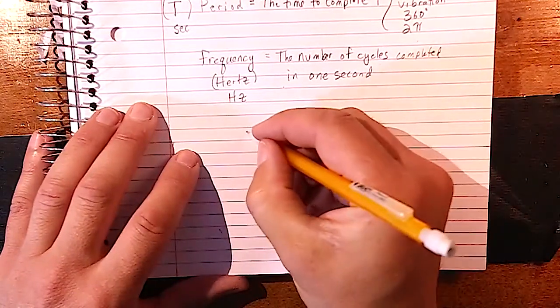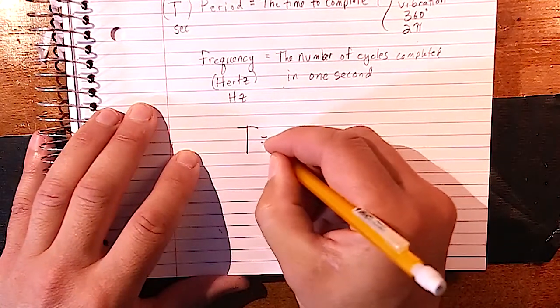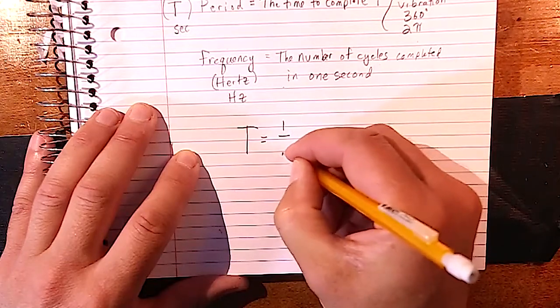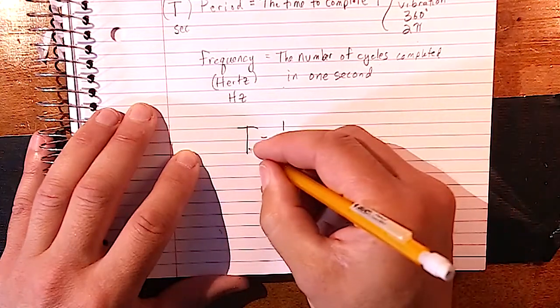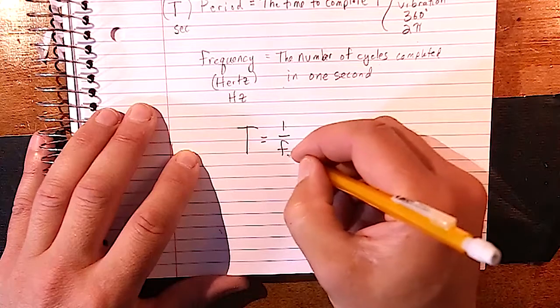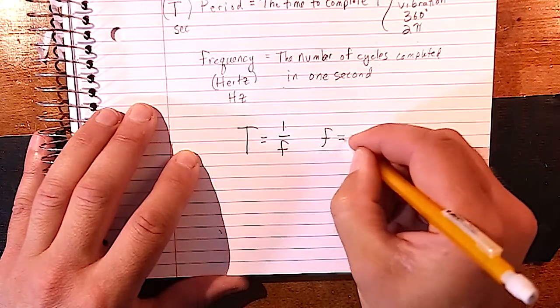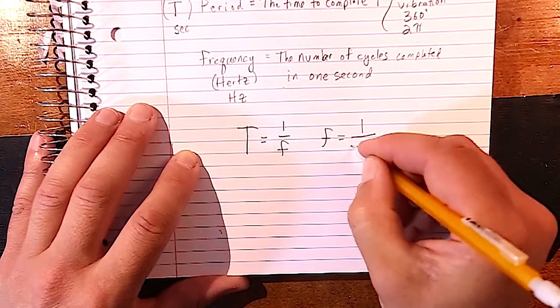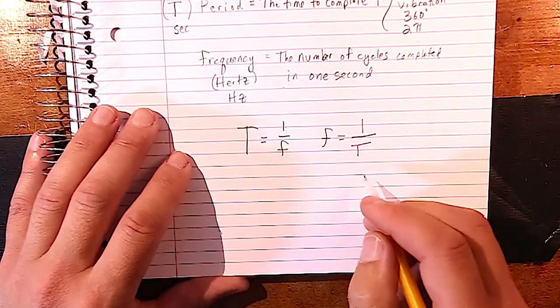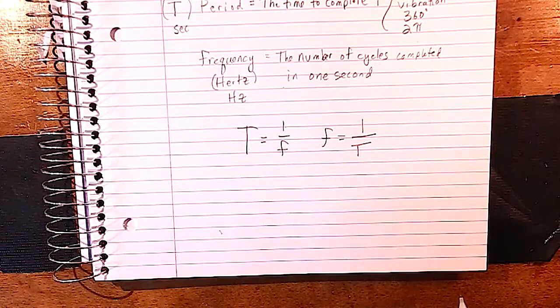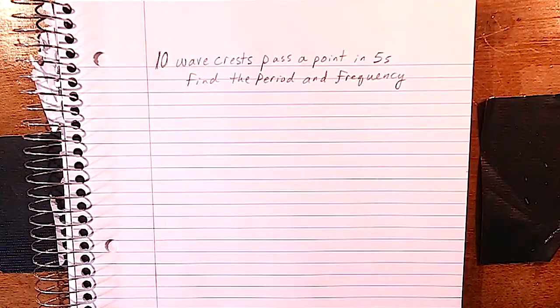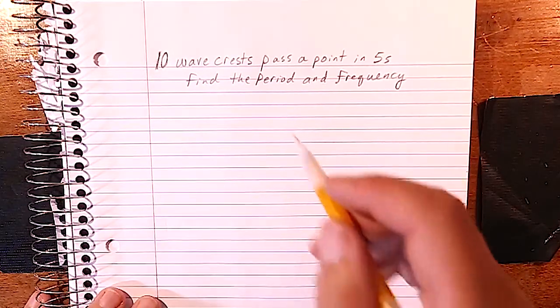The formula for this, which is on the reference table, is T equals 1 over f. The period is equal to 1 over the frequency. But we can also cross multiply and write this formula as f equals 1 over T. These are two acceptable ways to write this same formula. To get a better understanding of these two variations of the formula, let's go ahead and solve a problem.